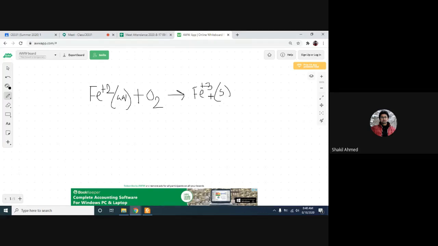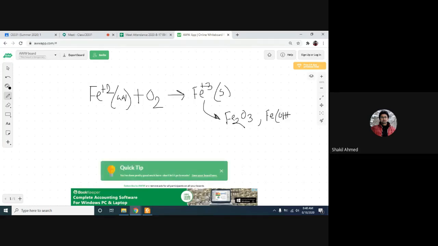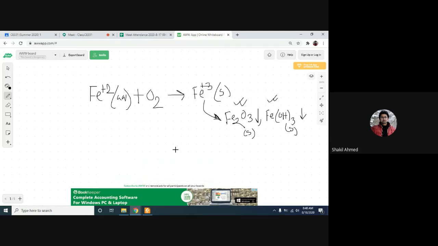The compound that it forms, like ferric oxide, then ferric hydroxide. Okay, so these are basically solid, and they precipitate. When you oxidize ferrous to ferric, then you get these types of forms, and they are solid, so they precipitate, and therefore they are removed. Okay, so your objective is to oxidize iron to remove it.